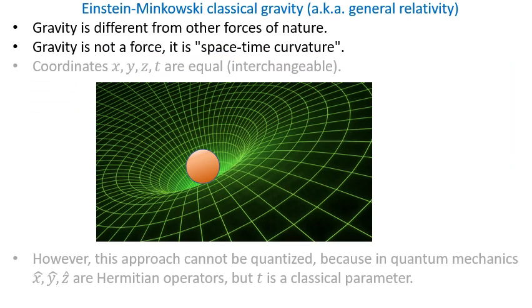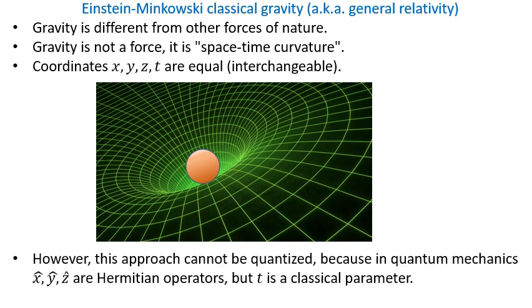In 1915, Einstein made a step further by developing the general theory of relativity. Its central idea is that gravity is caused by the curvature of the Minkowski spacetime. Just as in special relativity, the four spacetime coordinates are regarded as equal or interchangeable. But this approach is impossible to quantize because in quantum mechanics, space coordinates x, y, and z are Hermitian operators, while time t is a classical parameter.